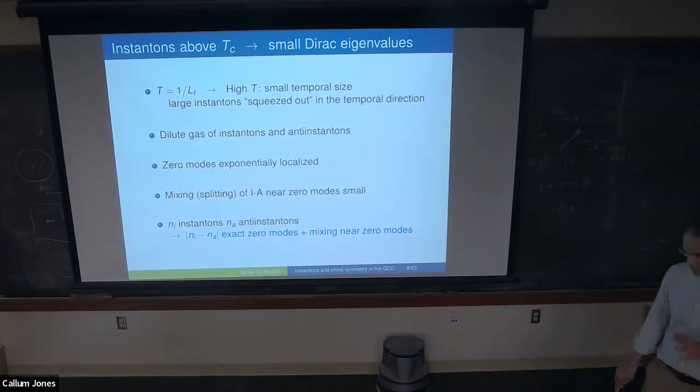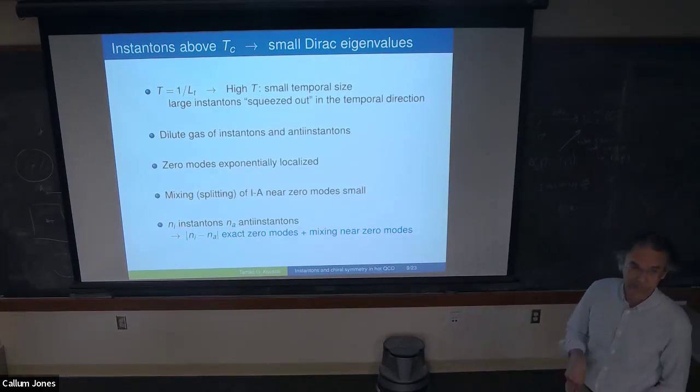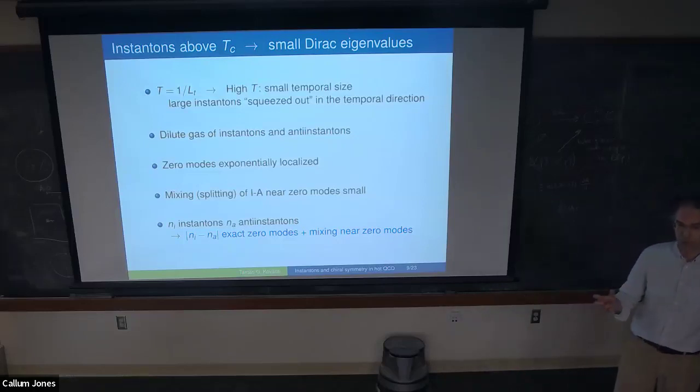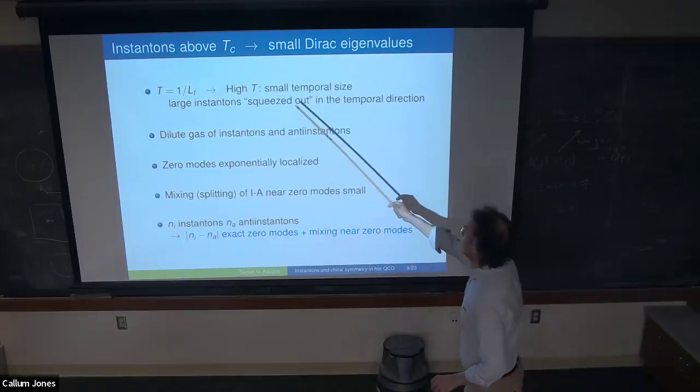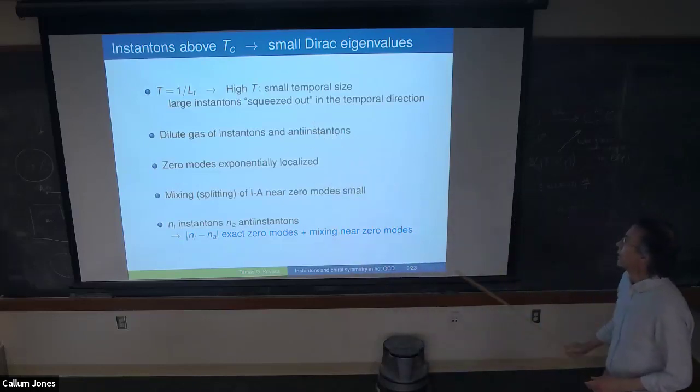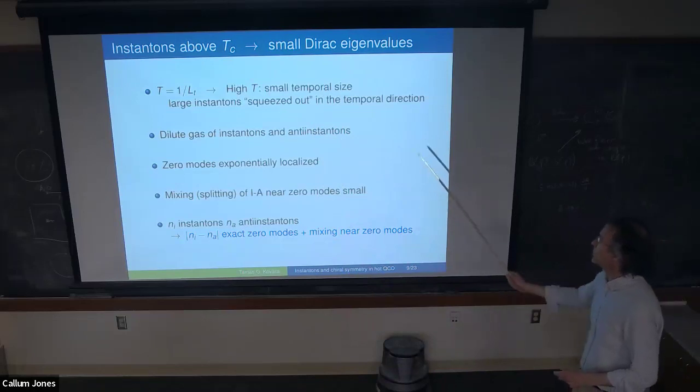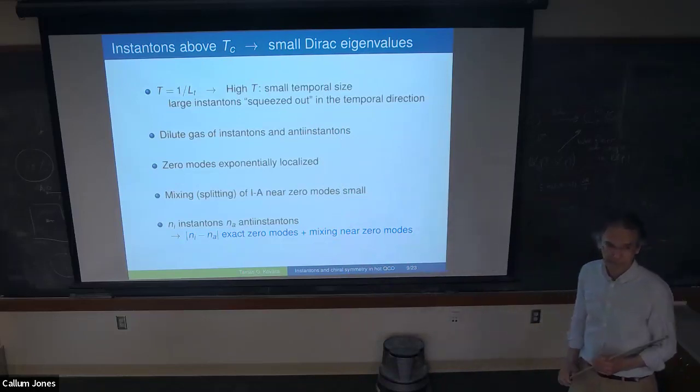Okay, so let's go back to reality instead of these artificial constructions of two instantons and an instanton and anti-instanton. Let's imagine there is an ensemble of these objects, many instantons and anti-instantons in a system in QCD above Tc. So what happens to the instantons above Tc?